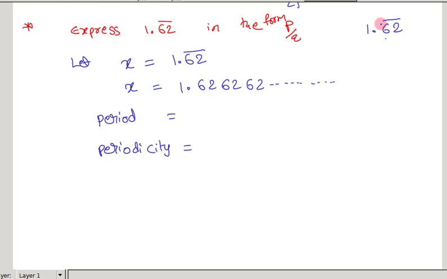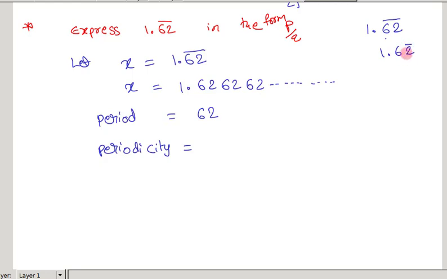This 62 is called a period. The group of digits which are repeating is called the period of the given decimal number. If you take 1.62 bar for only 2, in this case what is the period?